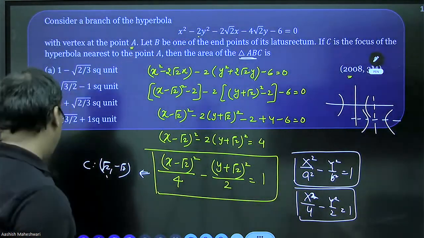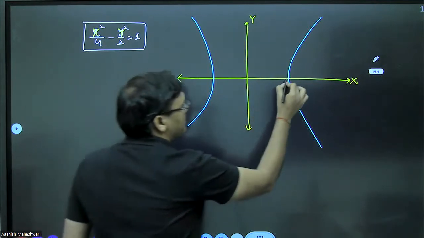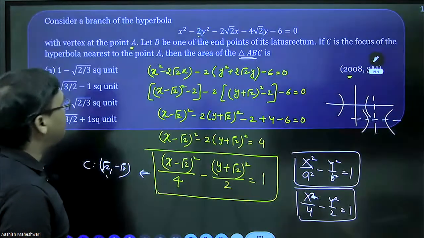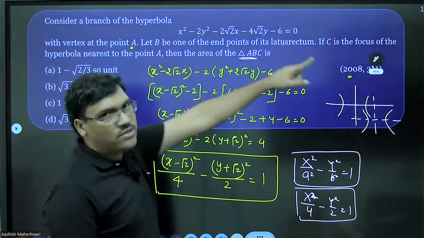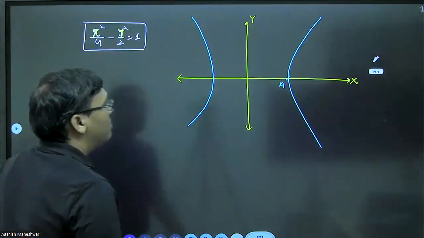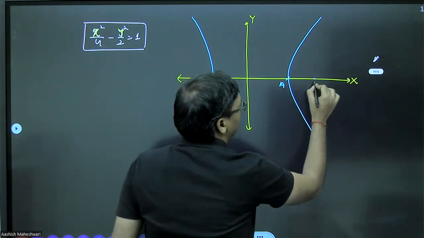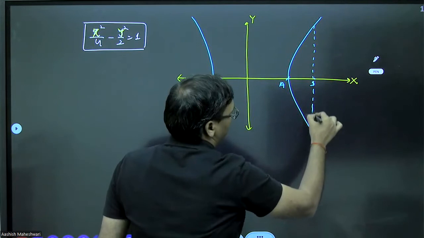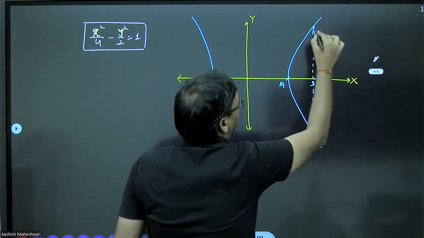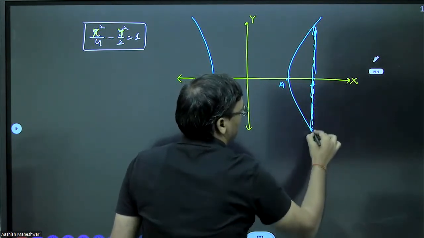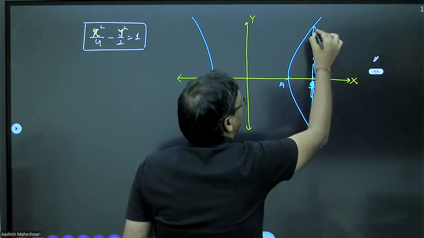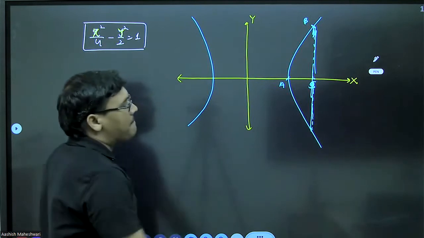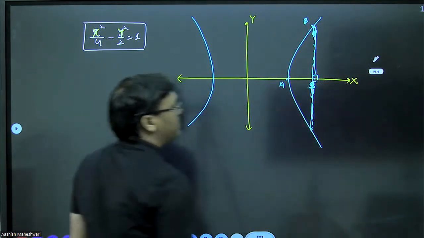The vertex is at point A. You can assume any of the vertices. Let's say this is the vertex A. Now B is one of the end points of the latus rectum. So let's say this is the focus. One end of the latus rectum we are saying is B. So this is the latus rectum I have drawn. This is the focus, this is one end of the latus rectum. Let's say this is B. This is perpendicular.